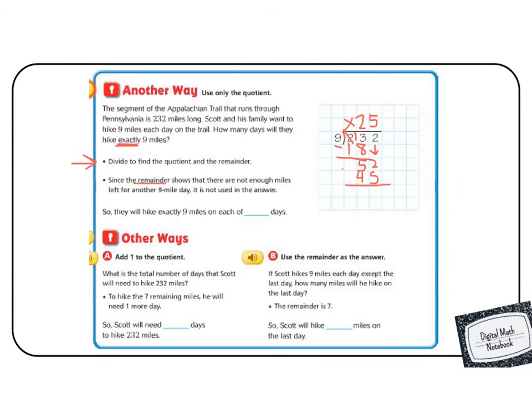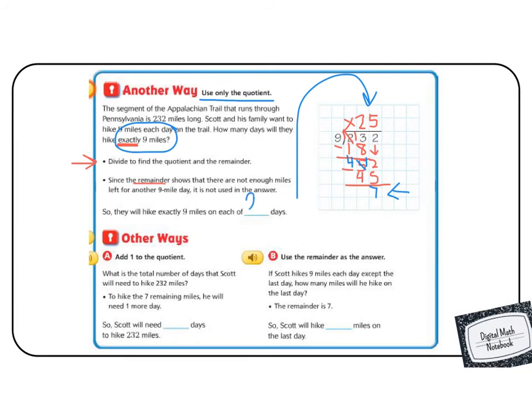45. So we subtract. 5 minus 2 we can't do, so we have to borrow again. So 5 becomes a 4, and we move over 1, so we have 12 minus 5 is 7, and 4 minus 4 is 0. So our remainder is 7. But our question said, how many days will they hike exactly 9 miles? They're going to have to hike extra on one of those days, but the days that they're going to hike exactly is going to be our quotient. So in this case, we're going to drop off the remainder and only use the quotient.